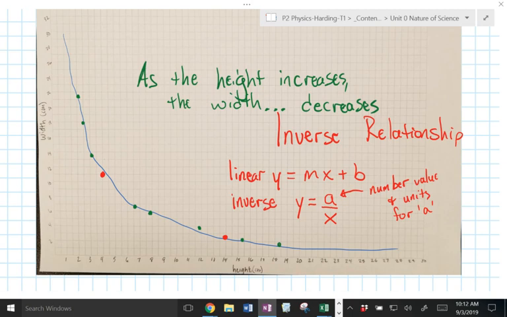Sketch the shape of your graph. Don't replot it. Vertical intercept, is there one? Slope or constant, in this case, it would be what you have for A.